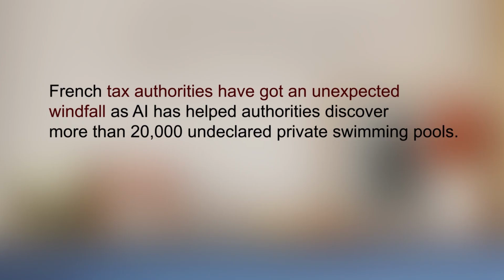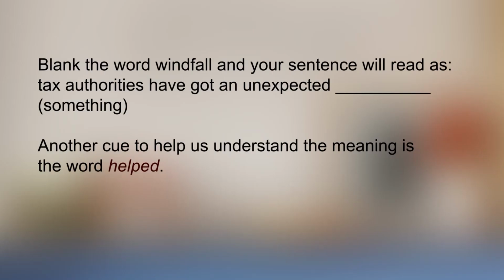Take this phrase, tax authorities have got an unexpected windfall. What could windfall mean? First, blank the word windfall and your sentence will read as tax authorities have got an unexpected something. Another cue that could help us understand the meaning is the word helped. What happens when tax authorities are helped? What do they obtain? Money, revenue. Yes. Which they wouldn't have got otherwise.